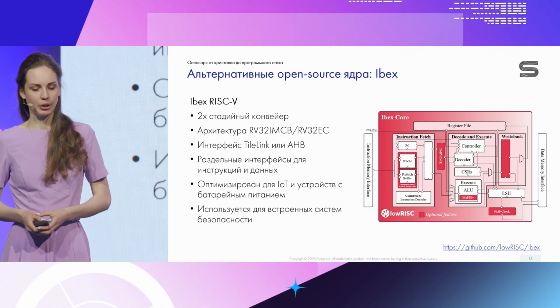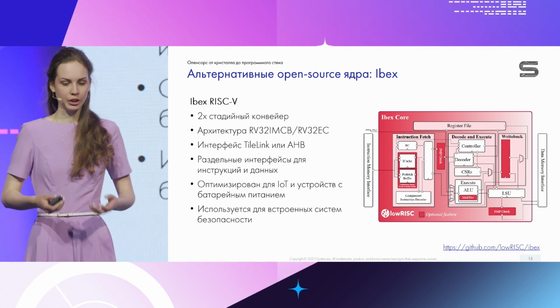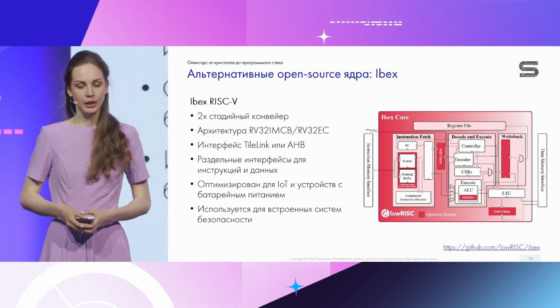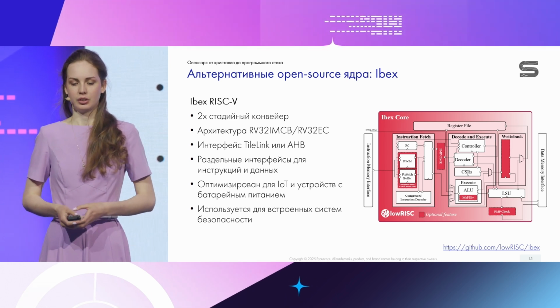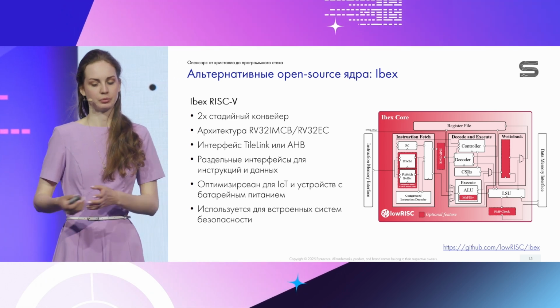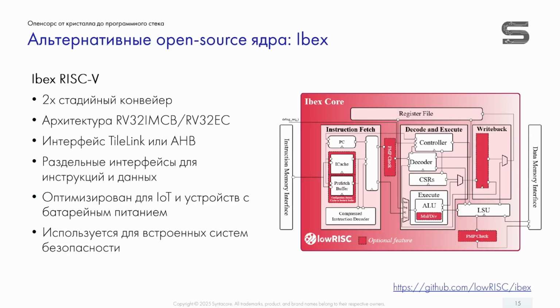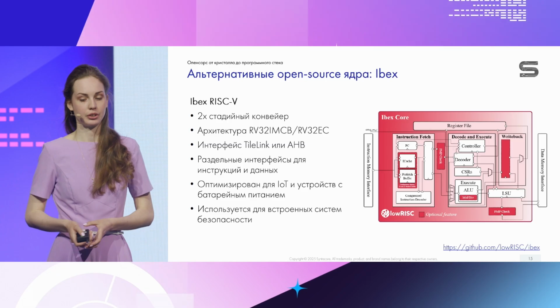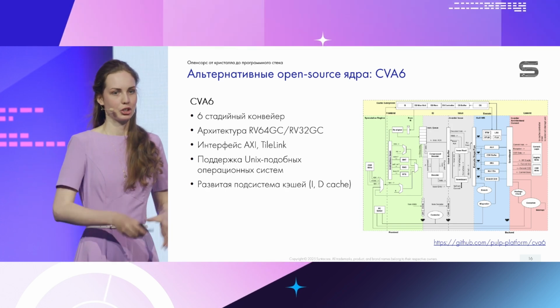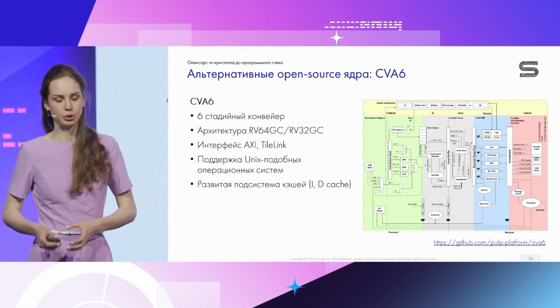One of the alternatives is the IBEX core, which is developed by the lowRISC company and is also available as open source on the market. This conveyor has 2 stages only. The architecture RV32 and its interface, or AHB. The main priority of creating this core was to work with devices which are battery charged and powered. So they are often using IBEX in battery-based devices. It's quite a simple core.